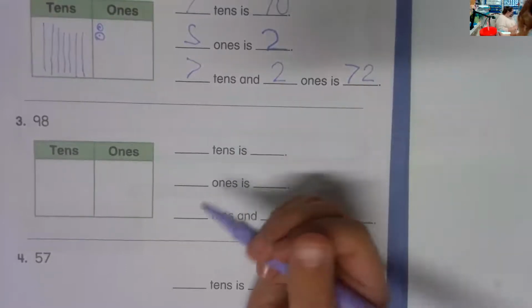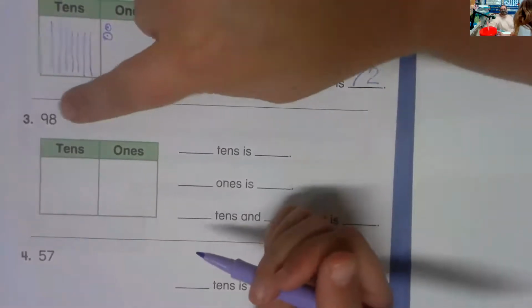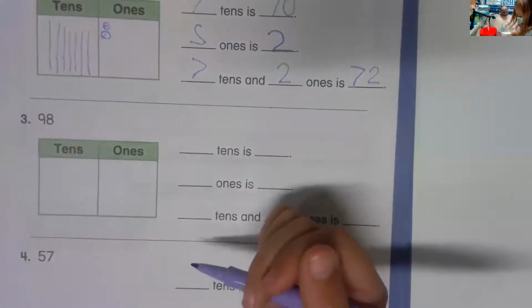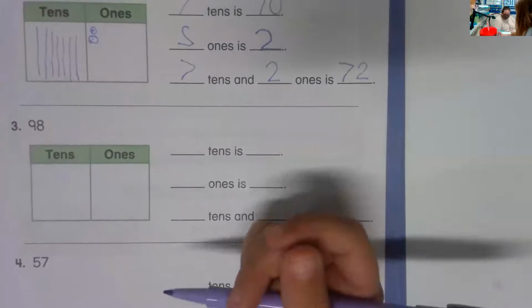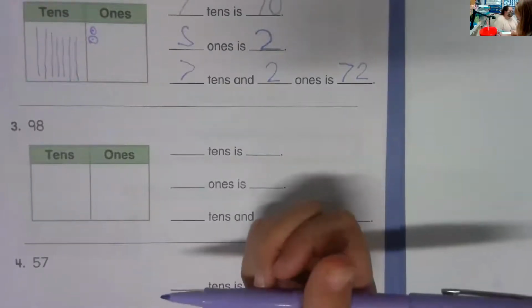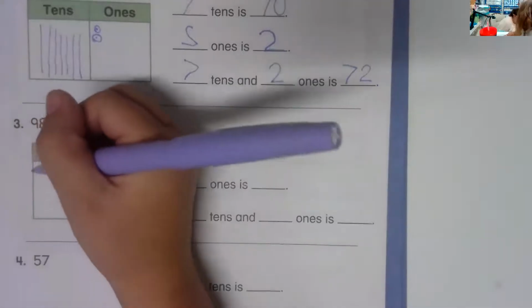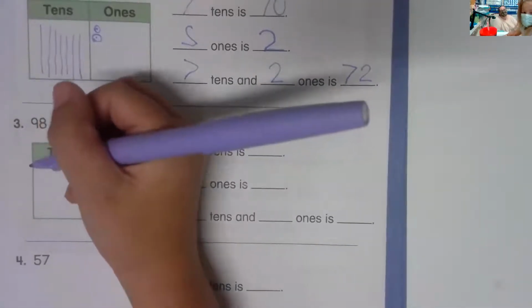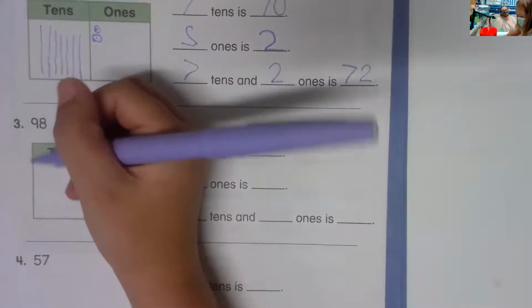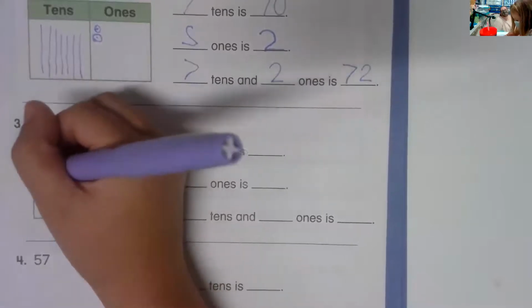All right, we ready? So what number are we working with? 98. So let's do a quick sketch. You following along? Let's do a quick sketch. How many tens? 9. Okay.